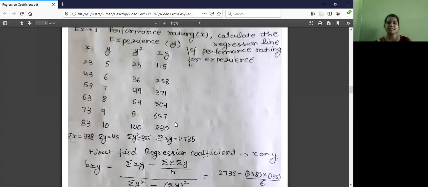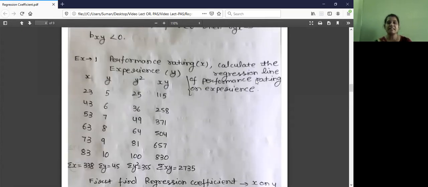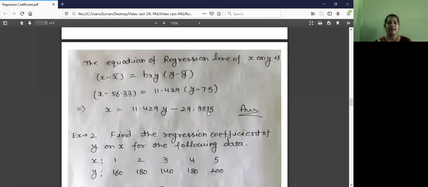But our question is given in the performance rating on experience. So here we write the performance rating on experience. The line is x is equal to 11.429y minus 29.3875. This is our final answer.